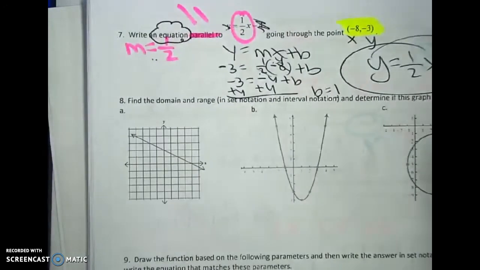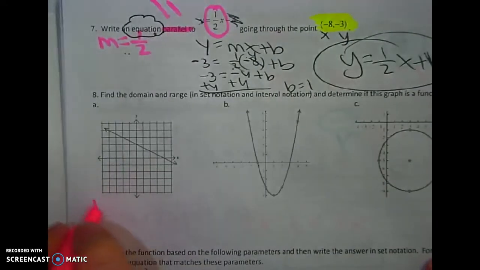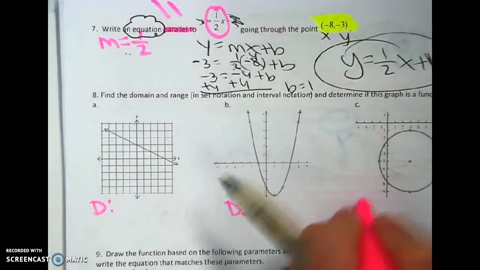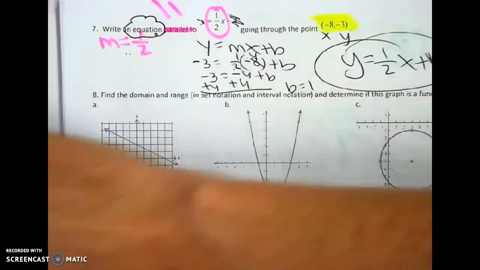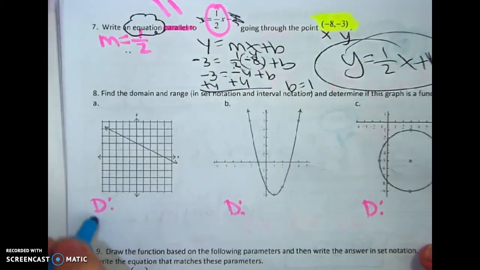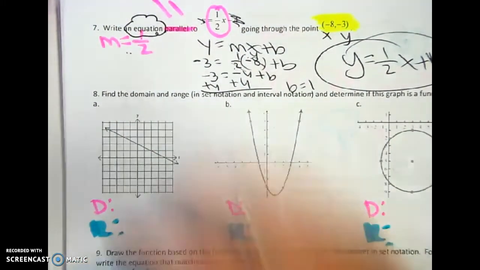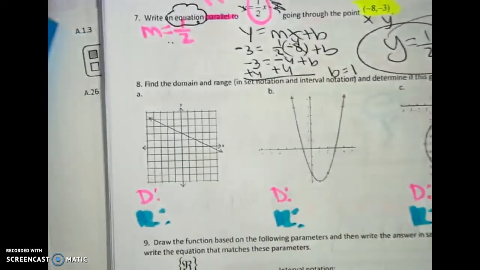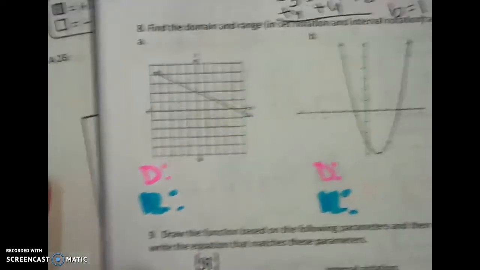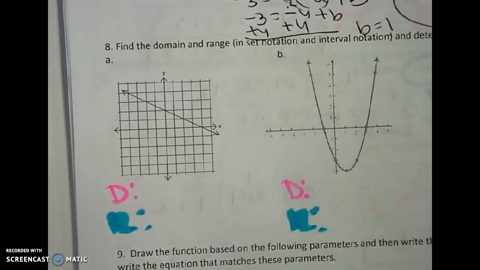Find the domain and the range in set notation and interval notation. So domain is always my x. I'll do that in pink. And my range is always in y. Do that in blue. Okay. I need to get it in set notation and interval notation. I feel like for you, you're more comfortable in set notation world, so I will start with that.